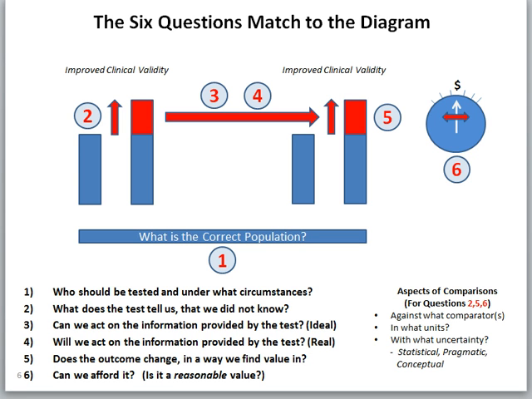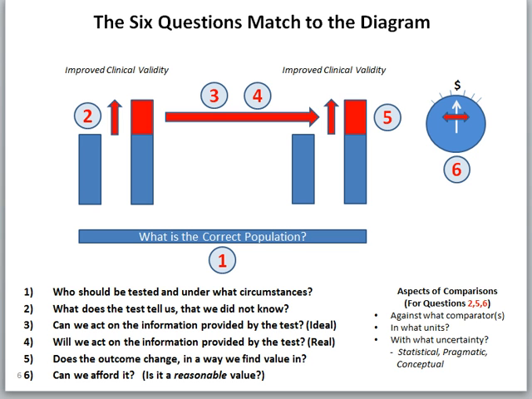Who should be tested and under what circumstances? What does the test tell us that we did not know before? Can we act on the information provided by the test? In the ideal world, if everything's true, if everything's right, how well could this affect patients? Will we act on the information in the real world? What do doctors and patients actually do? Does the outcome change in a way we find value in? And can we afford it? Is it a reasonable value?